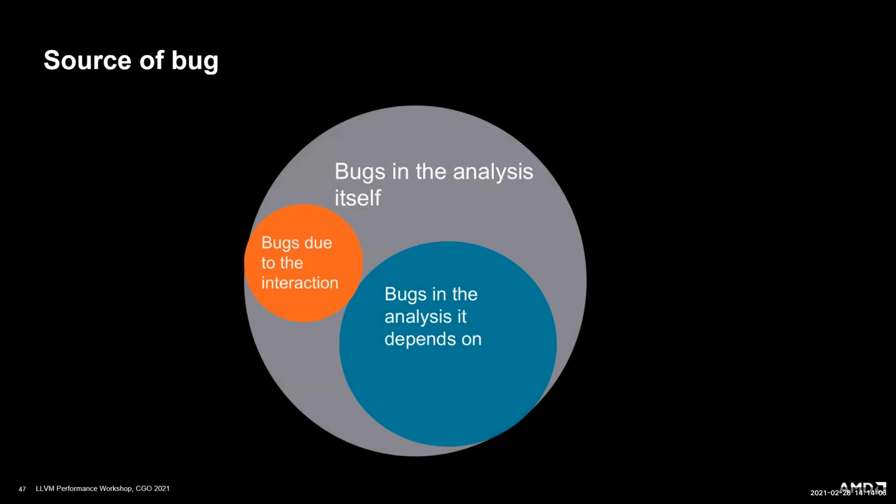So this is not to scale. Let's just consider that the gray part is the bugs that the analysis has, the blue part is the bugs that it has due to the analyses it depends on, and the orange part is something that we are interested in. It's the area where we denote the bugs that are coming from the interaction. So how can we increase our focus on the orange region?